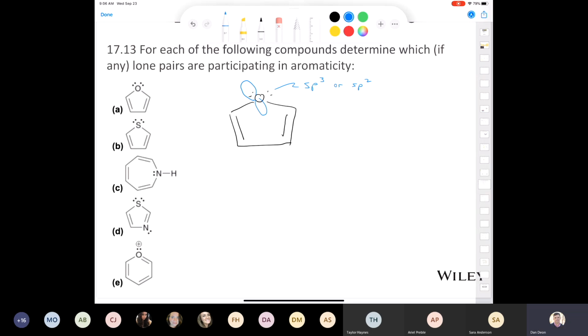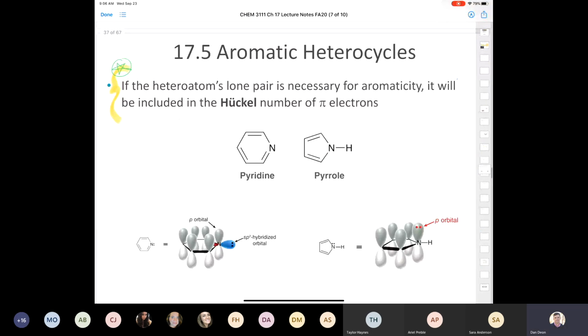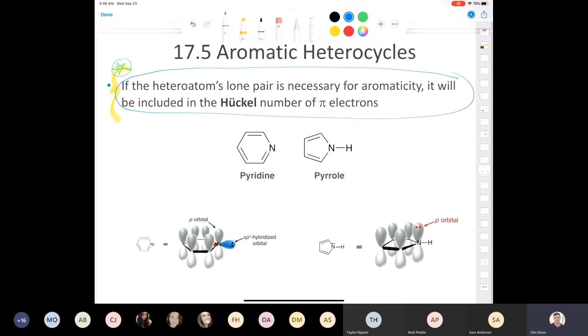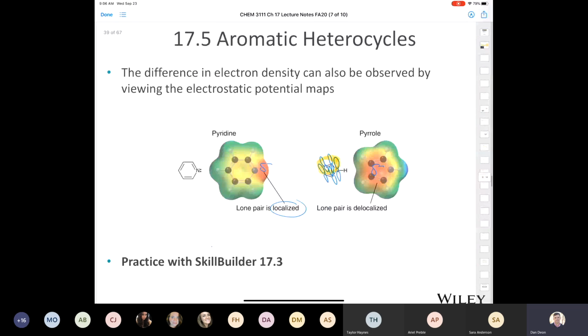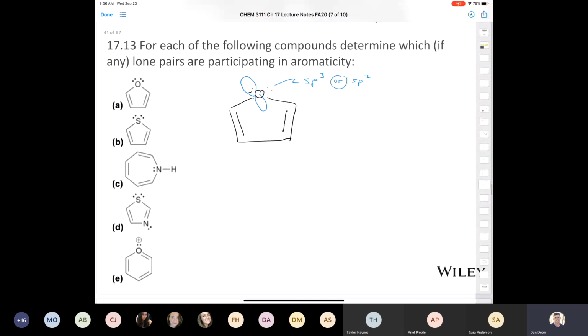Will it do it? Nah. I put the "or" here because of this rule. If the heteroatom's lone pair is necessary for aromaticity, it's going to be included in the Huckel number. And it will actually change the hybridization of that atom to something different than you might think it would be. So my question to you is, is one of those lone pairs participating in aromaticity, yes or no? Is this a yay or a nay?